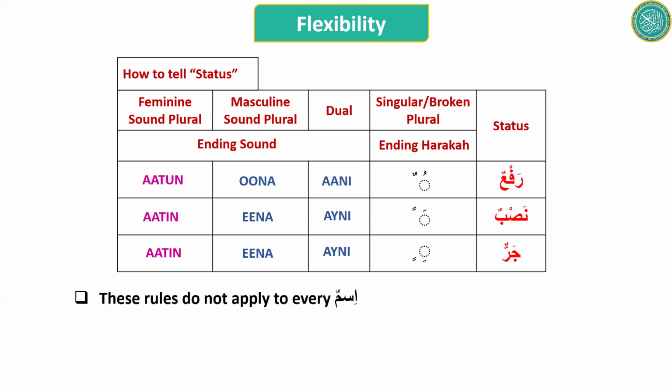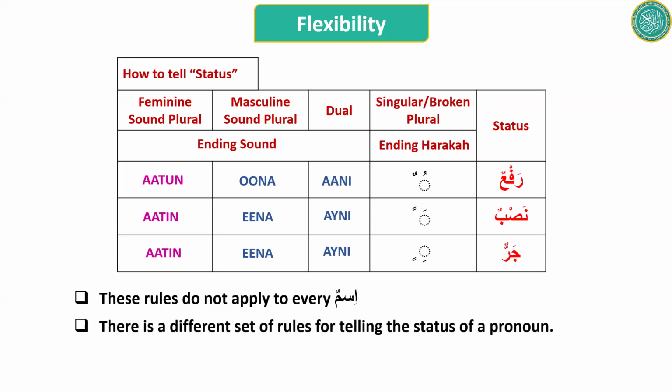So there are some isms which do not follow this rule. For example, all the pronouns you have learned, detached pronouns and attached pronouns. Huwa, hum, anta, antum, ana, nahnu. Kitabuka, the ka is an attached pronoun. Kitabukum, kitabi, kitabuhu, kitabuhum, kitabuna. All the pronouns which are attached.